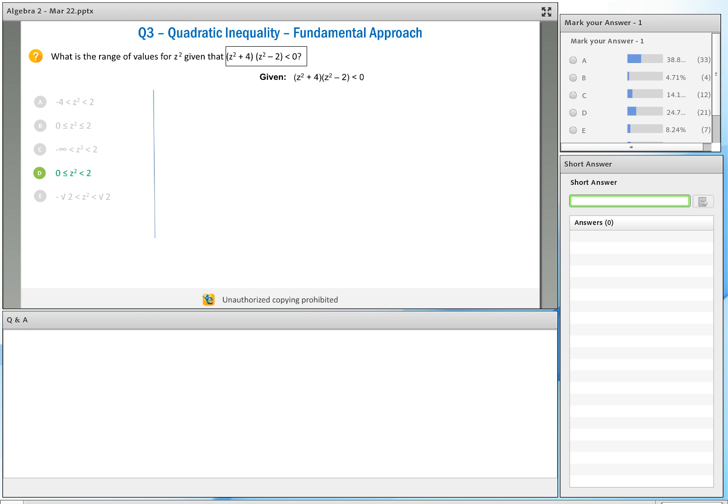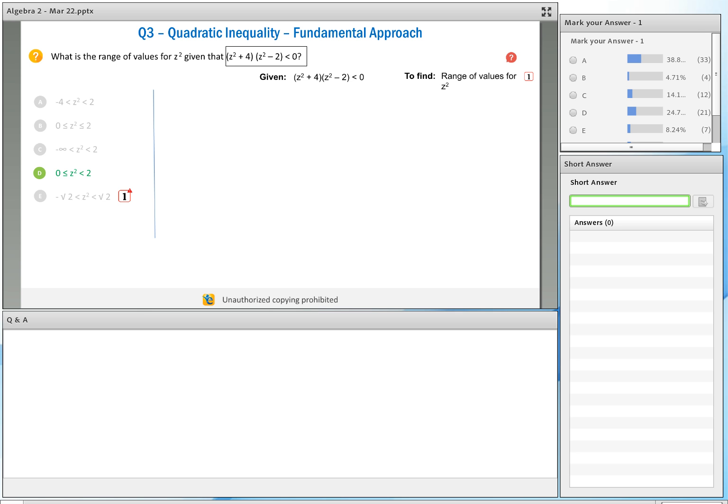So given z square plus 4 multiplied by z square minus 2 is less than 0, we have to find the range of values of z square. Writing this down is really important so that you don't go into the range of values of z. And if you did go into that, you're most likely going to choose choice E.